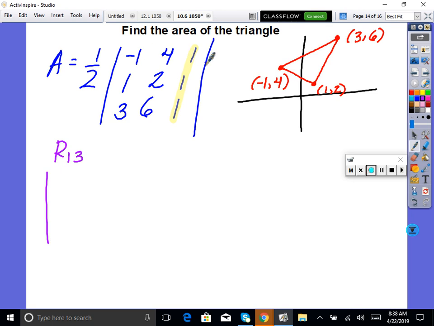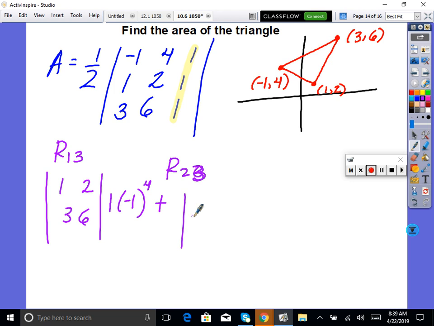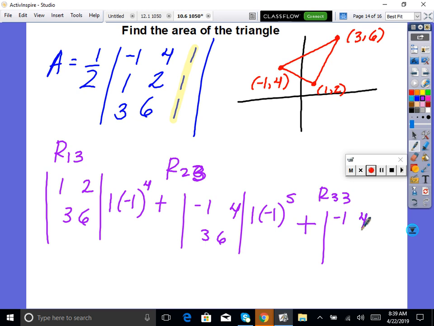So we're crossing out this, and we'd have 1, 2, 3, 6. Then we're timesing by 1, and then by -1 to the 4th. Plus, we're going to do row 2, column 3. So then we'd have -1, 4, 3, 6. We're timesing by 1, times -1 to the 5th. Plus, then we're doing row 3, column 3. So picture that crossed out. Then we have -1, 4, 1, 2, times 1, times -1 to the 5th.